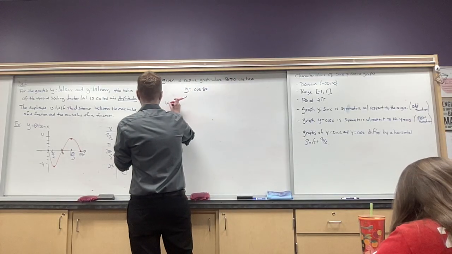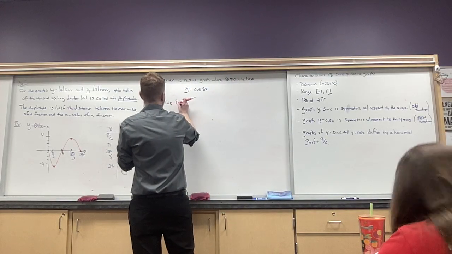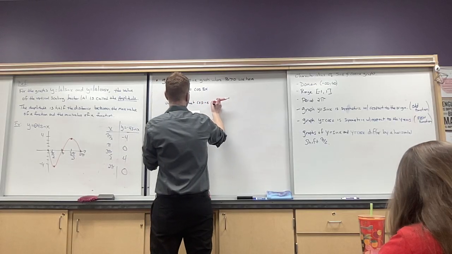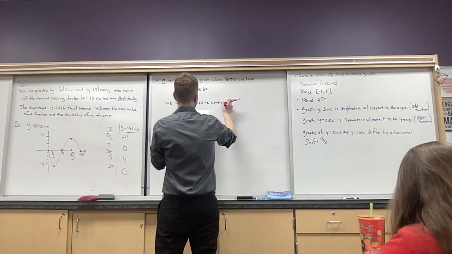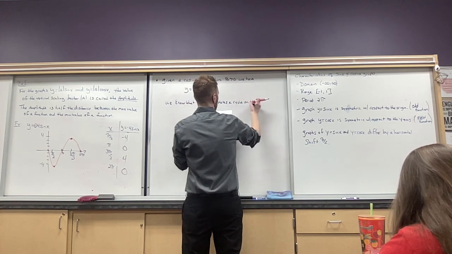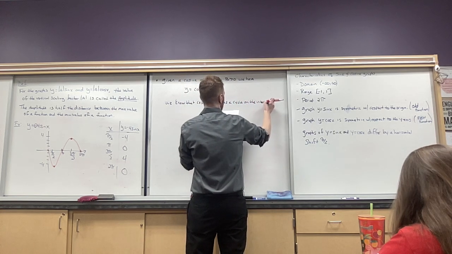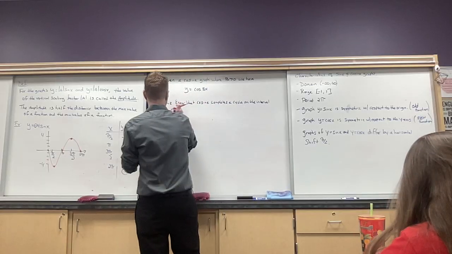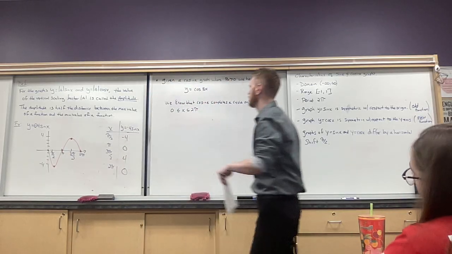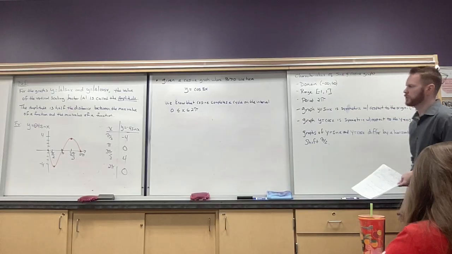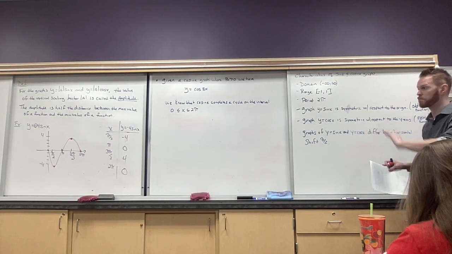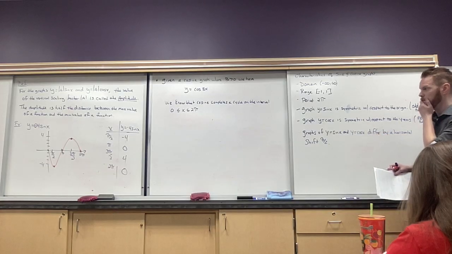So let's write that down. We know that cosine completes a cycle on the interval 0 less than or equal to x less than or equal to 2 pi, okay? And again, if we go beyond it, it just repeats those values again.